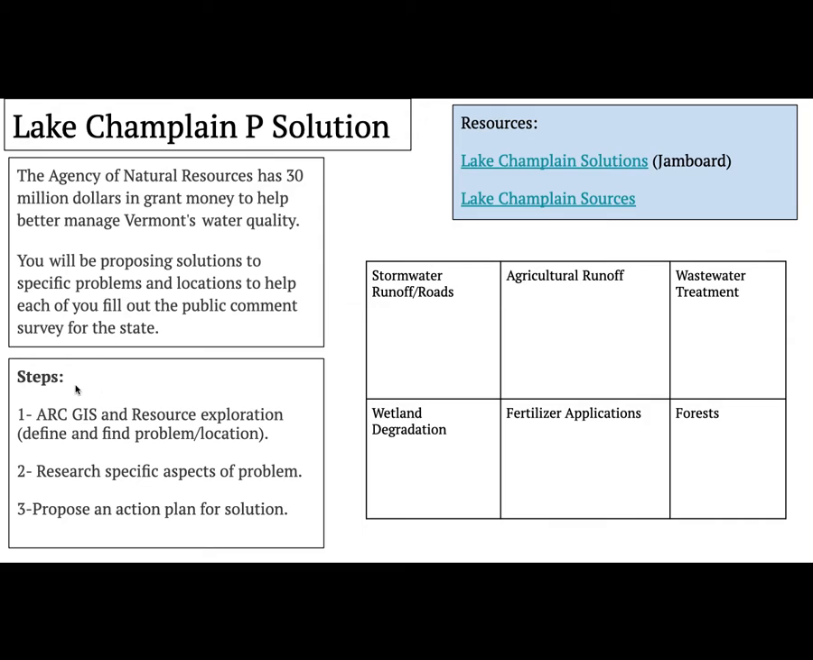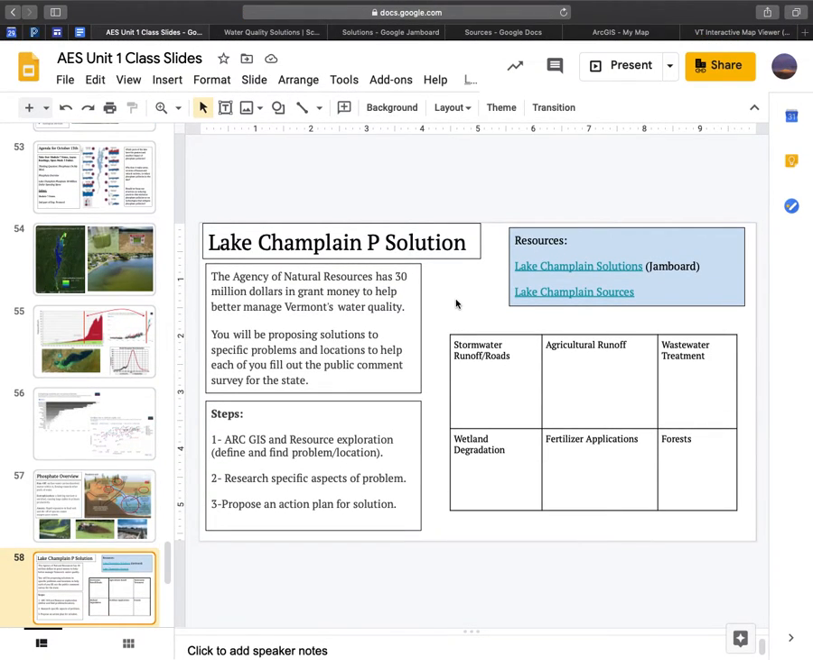With this assignment, we're going to be doing 3 steps. The first is to really define and find a problem within ArcGIS in the resource list that I'm giving you. And then next week, we're going to be researching specific aspects of the problem and proposing an action plan for our solution. So I'm going to show you a few things right now that you're going to want to open up to help you start your work.